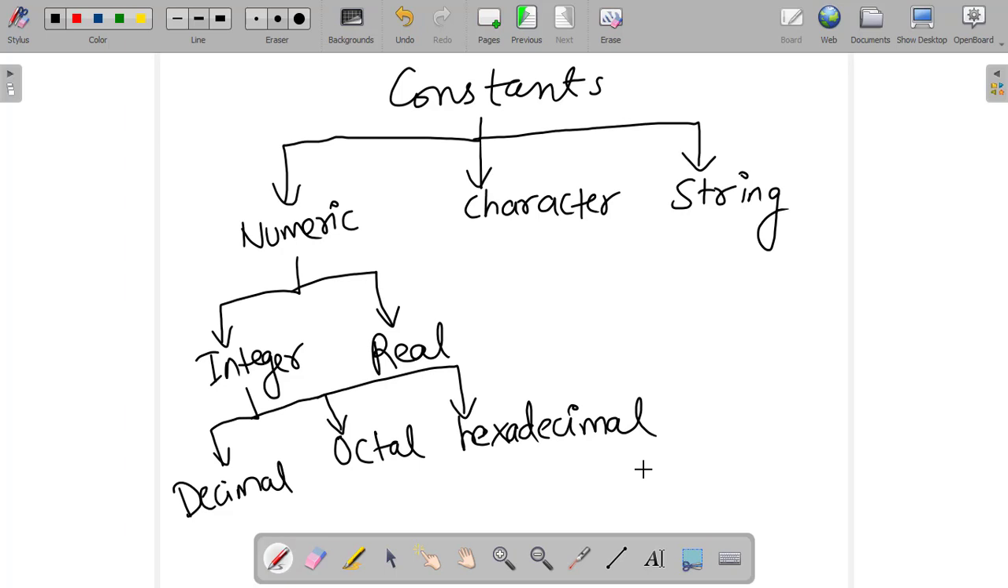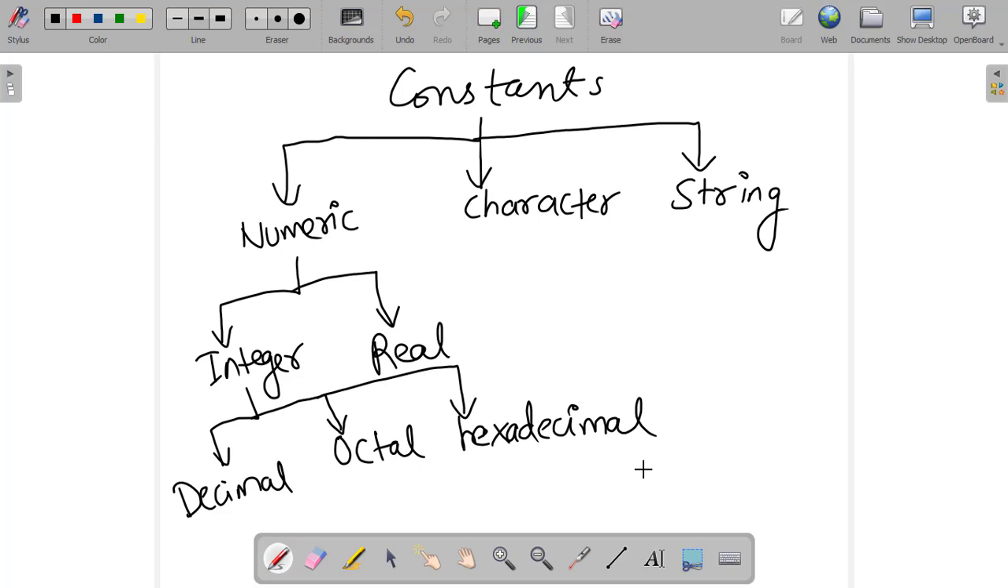Numeric constant contains the digits or numbers. Character constant contains the character, the one alphabet. Similarly, in the string constant, string means a collection of alphabets. That is called a word, so that is called the string. Please don't confuse, string also includes the sentence. So a sentence or a collection of words is called string. I hope it is clear.